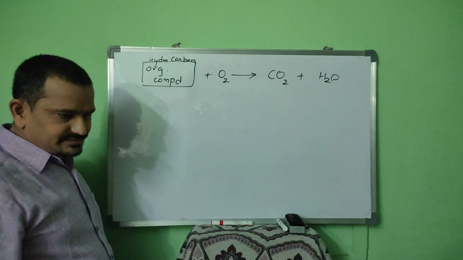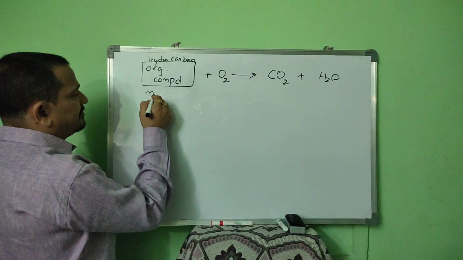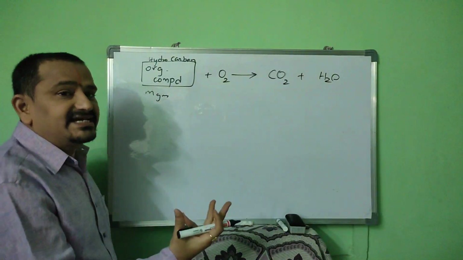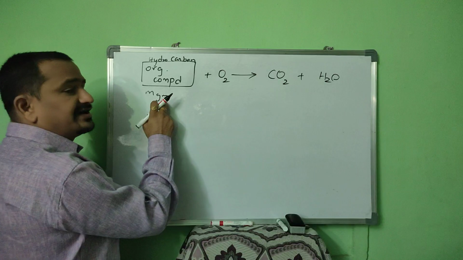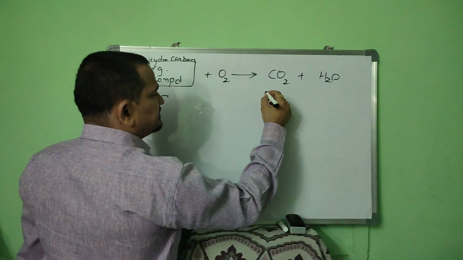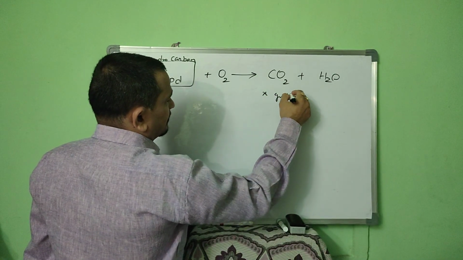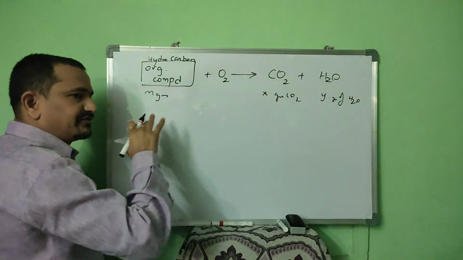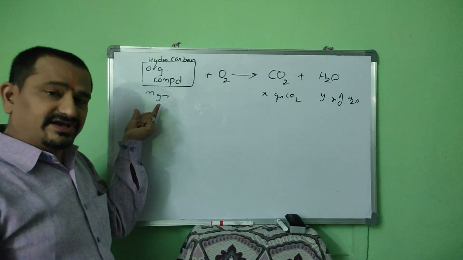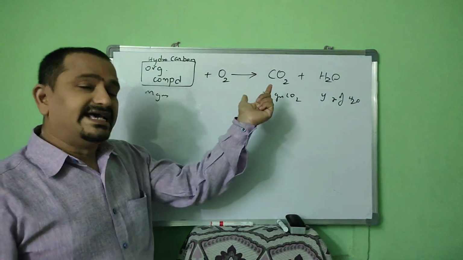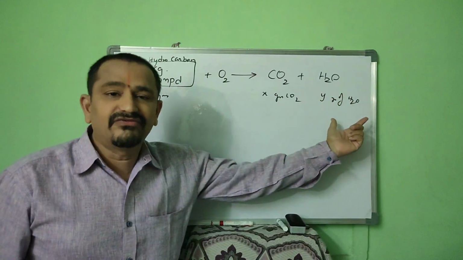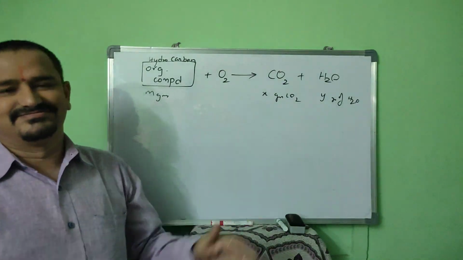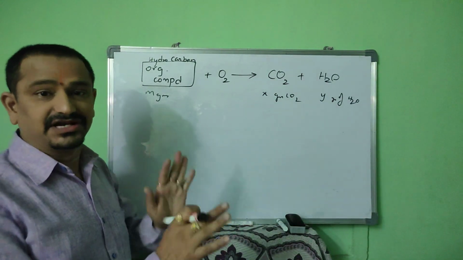Now the question is, some m grams of hydrocarbon is subjected to combustion. This is how they start the question. M grams of hydrocarbon is subjected to combustion, which had given x grams of carbon dioxide and y grams of water vapor. That's it. The question is finished. What is the empirical formula of the substance? This is the question literally.